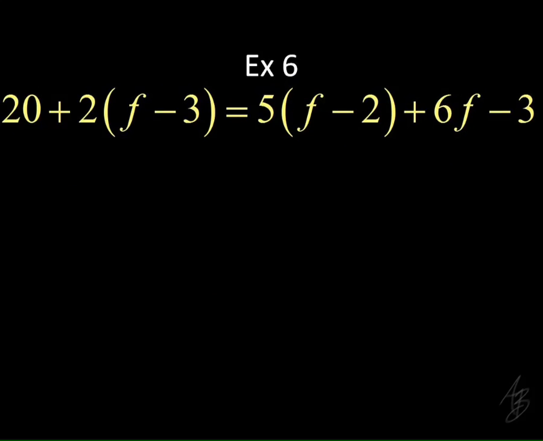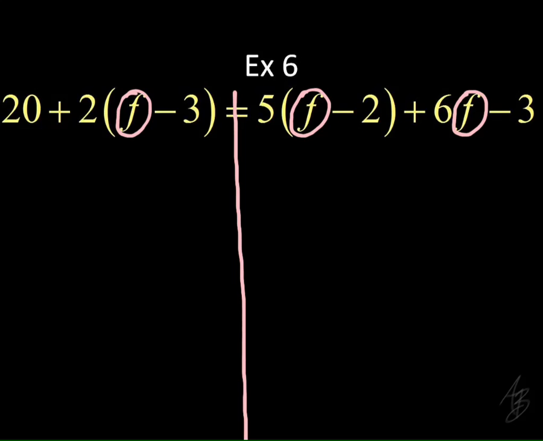Alright, so last example here. I want you to try to do this one on your own. It looks a lot more complicated. It's really not. Once you distribute and combine like terms, it looks just like all the other ones. Once we circle the variables and draw the line, what's the first thing we're going to do?